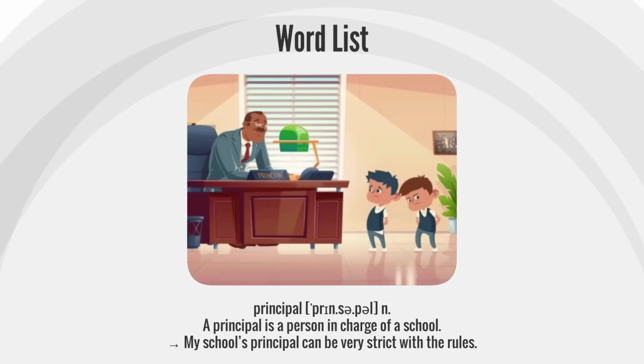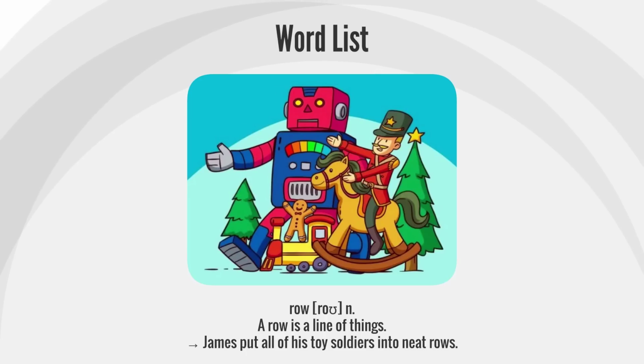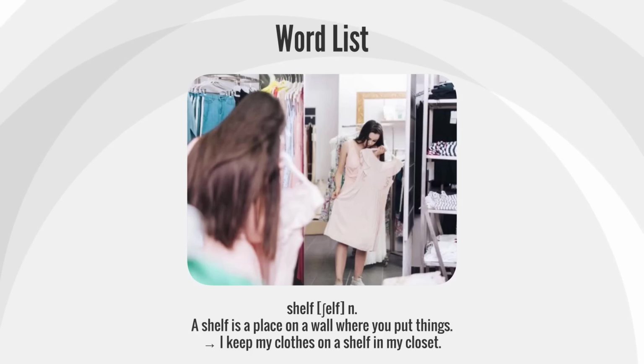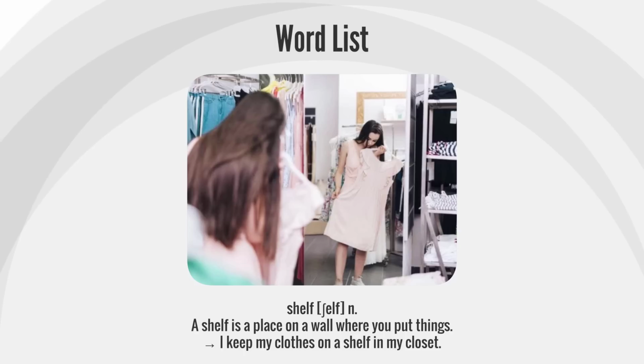Principal. A principal is a person in charge of a school. My school's principal can be very strict with the rules. Row. A row is a line of things. James put all of his toy soldiers into neat rows. Shelf. A shelf is a place on a wall where you put things. I keep my clothes on a shelf in my closet.